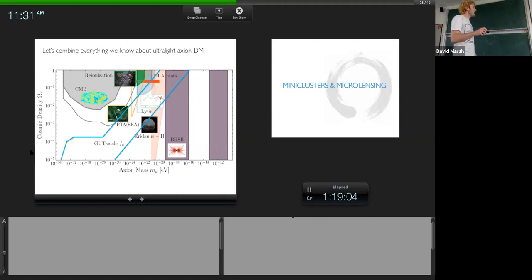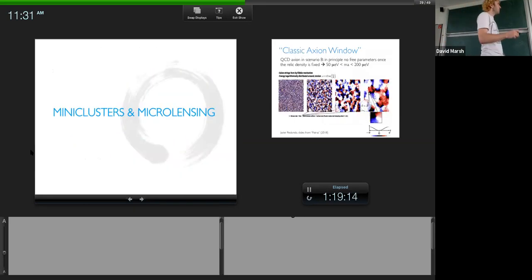All these ultralight guys with large decay constants require you to be in scenario B, where the symmetry is broken during inflation. But the QCD axion can be in either case. So let's think about, are there any purely gravitational astrophysical probes of the QCD axion in that scenario A? And that's what this mini clusters and microlensing section will be about.